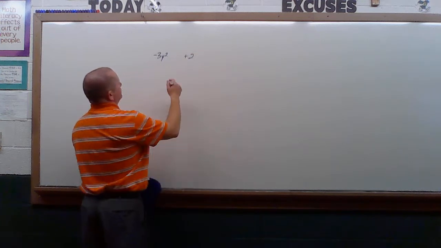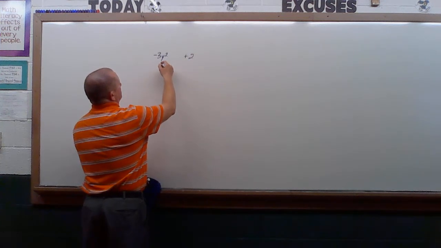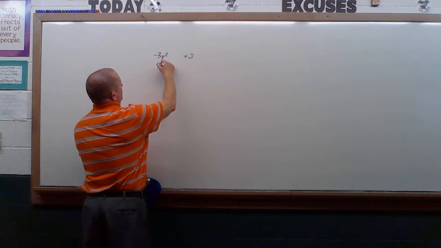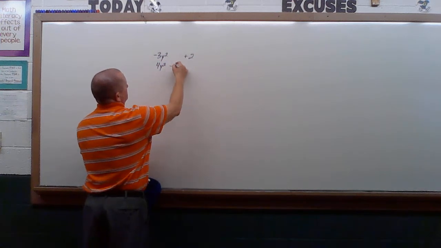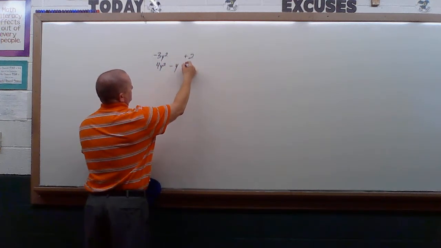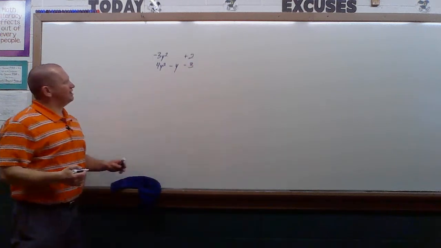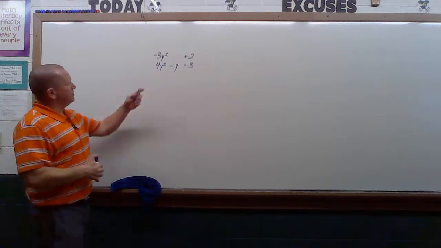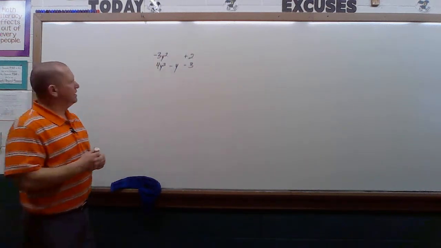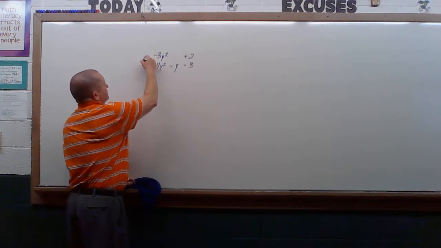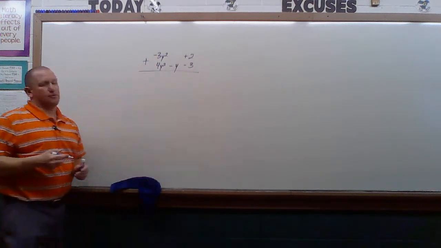Will somebody read the second one? 4y squared, minus 5, minus y, minus 3. So the only reason I left that little space there is because the first one didn't have a y, right? And what kind of problem is it? It's an addition problem, so I had a giant plus sign.